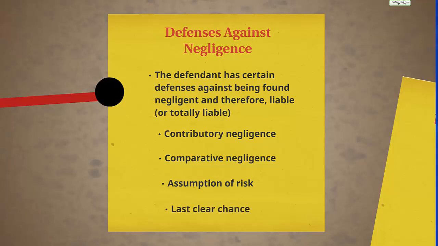Finally, last clear chance. If you have the last clear chance of avoiding an accident, even though you were the victim of the accident, you might not be able to sue or to claim any damages from the defendant. Say, for example, someone is parked in an illegal parking spot. Even though that person was somewhat liable, if you hit their car, having a clear chance of avoiding hitting the car, you would not be able to sue them for the damages to your car.